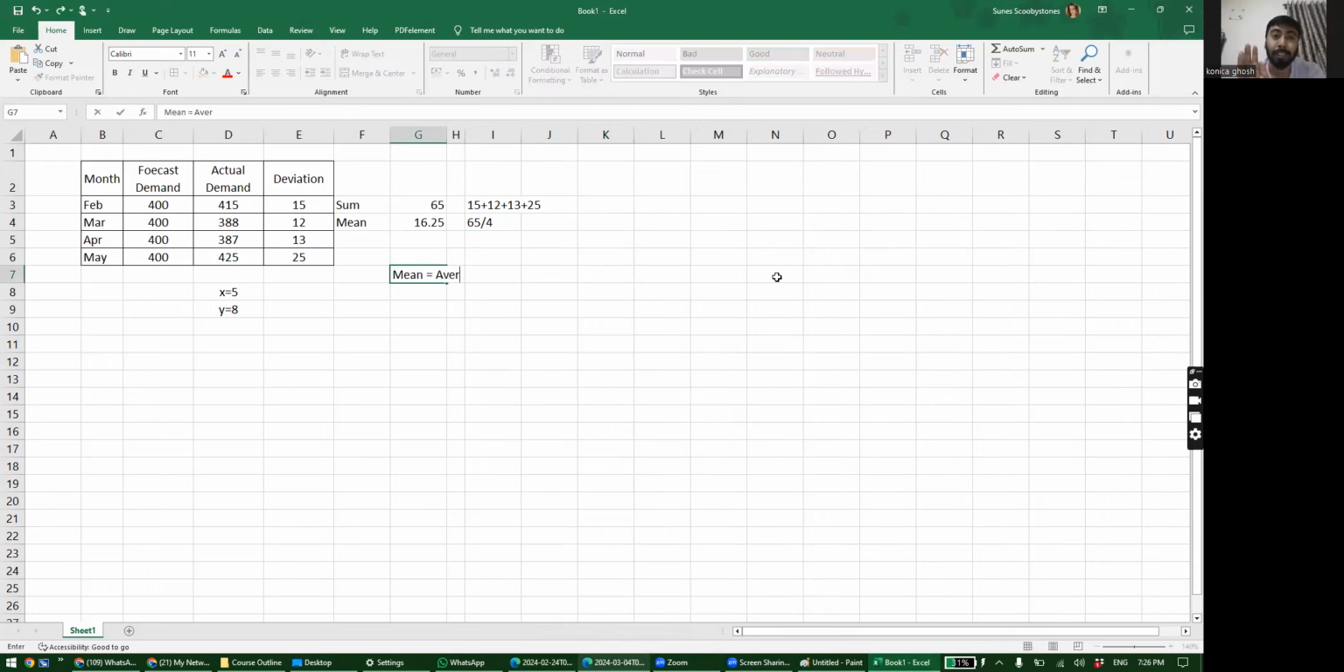We all know, right? Let's say there are 3 things. We add them up. We need to know the average. Whatever is the addition, we'll divide it by 3. If there are 5 things, whatever is the sum, we'll divide it by the total number of things that we have added.